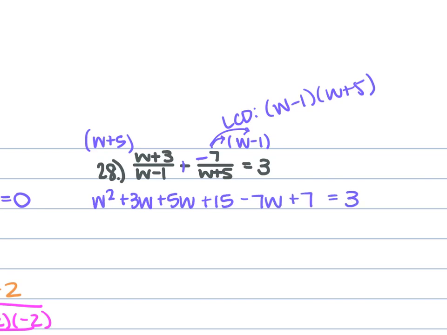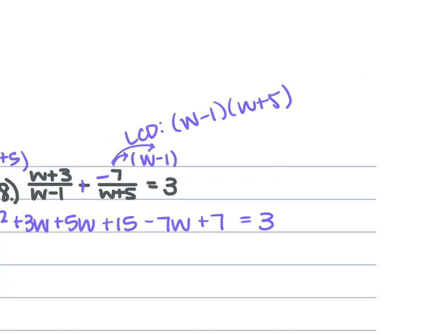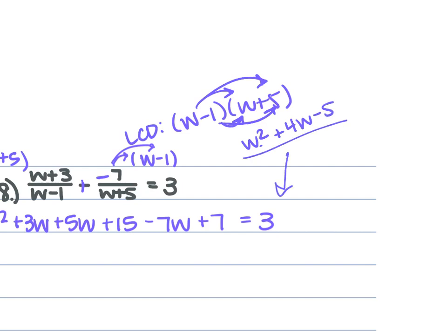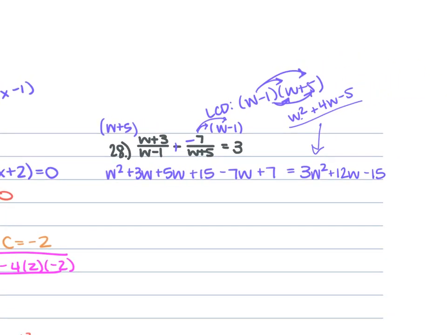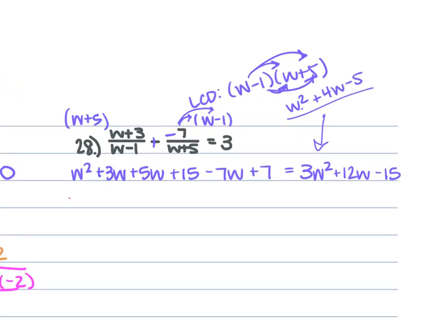3 times the w squared, which this is, if we FOIL it, w squared plus 4w minus 5. So we're going to multiply the 3 times the w squared. So it's 3w squared plus 12w minus 15. All right, so we're going to combine like terms on the left side. We're going to be getting w squared, the 3w, the 5w, and the negative 7w. It gives us 8w minus 7w, so that's plus w.